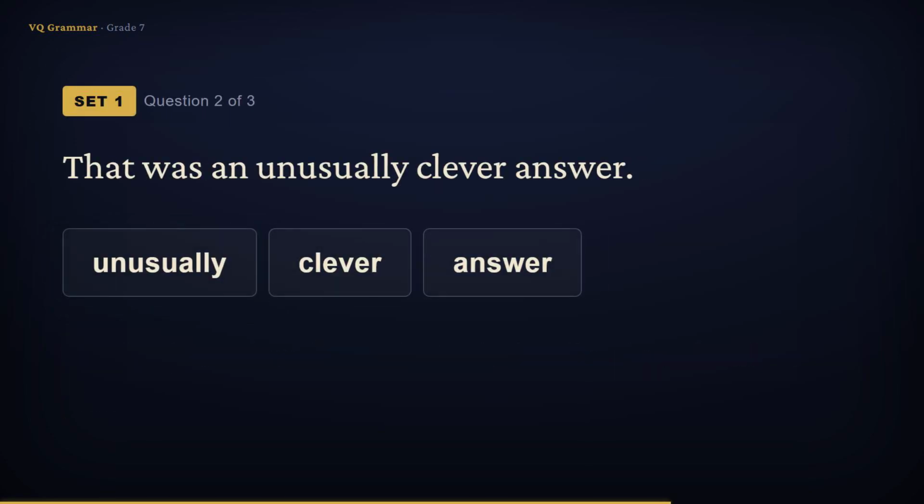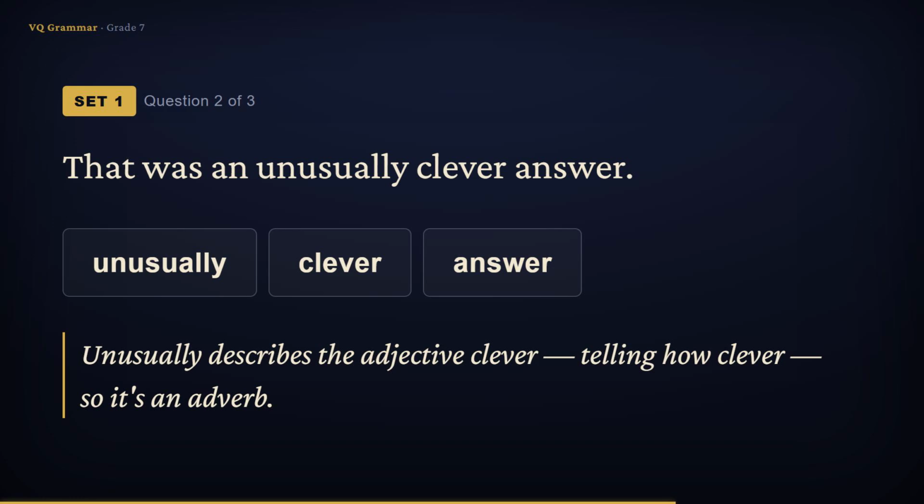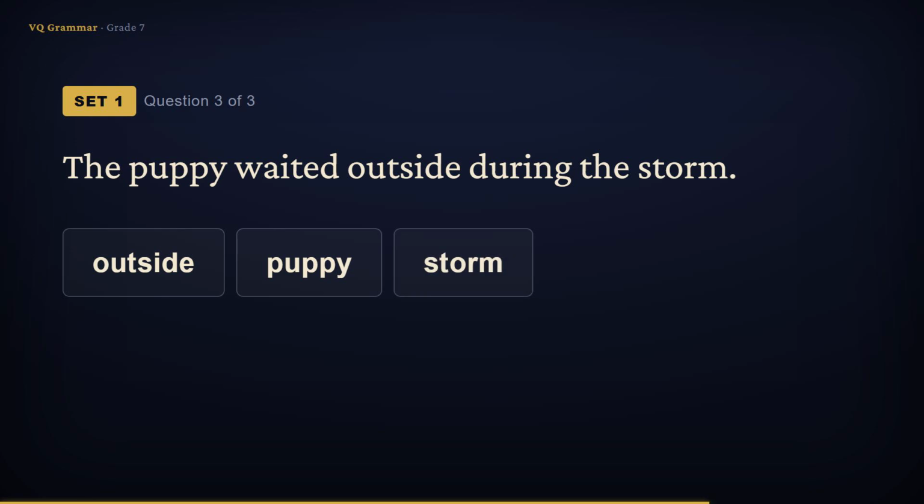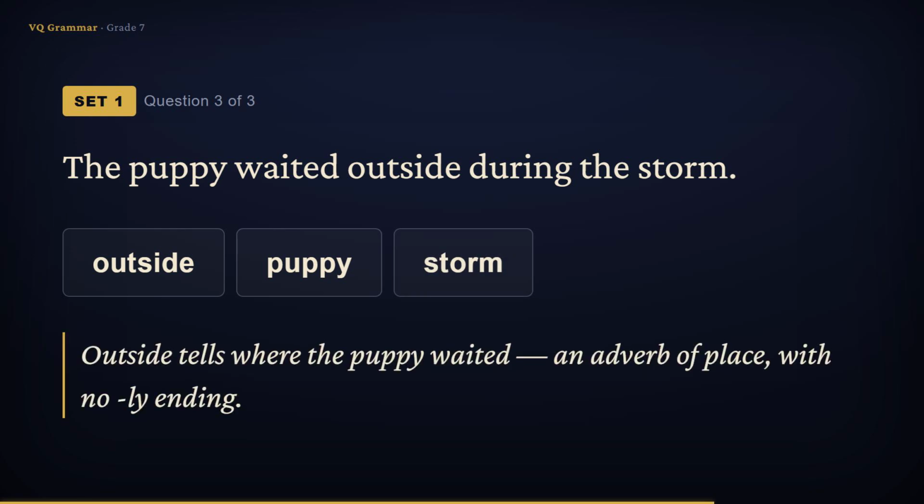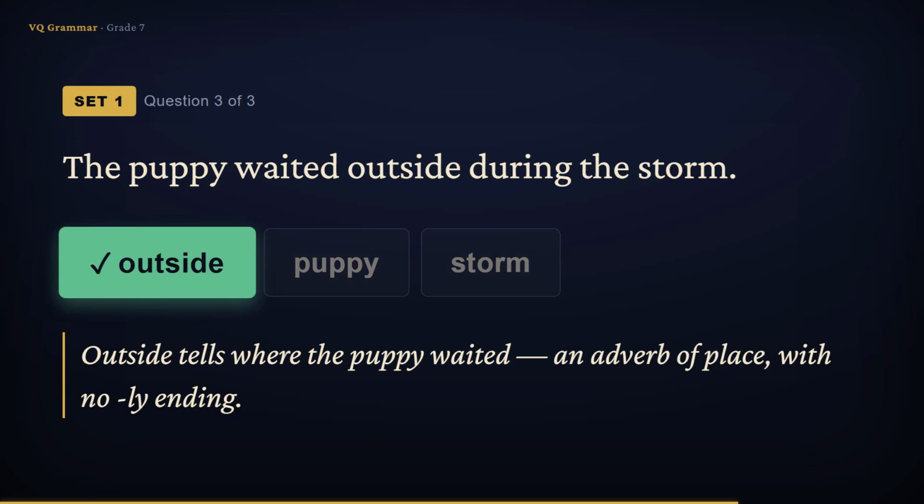That was an unusually clever answer. Look closely. Clever is an adjective describing the answer. But unusually is describing clever. How clever was it? Unusually clever. Since unusually modifies an adjective, unusually is the adverb. So the answer is unusually. The puppy waited outside during the storm. Here's one with no ly ending. Where did the puppy wait? Outside. Outside tells where, describing the verb waited, so it's an adverb, even without ly. So the answer is outside.